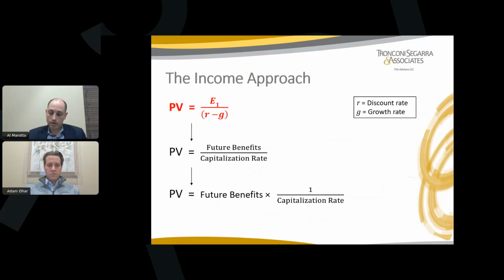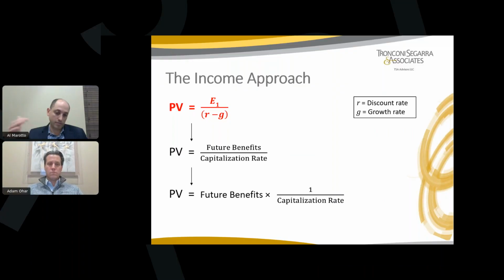So that's a little bit about those methods and how the math and the theory works. And I'm going to pull apart the formula a little bit more, so you can start to see how we get to these value drivers. Like I said, the Gordon growth model is your earnings or your cash flow over your discount rate R minus your growth rate. You can restate that as future benefits over capitalization rate.